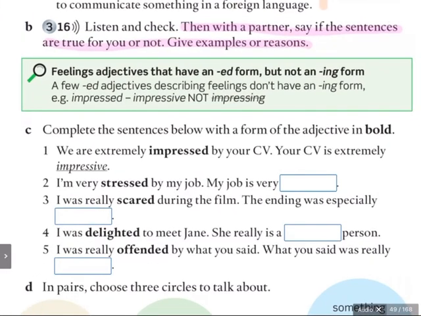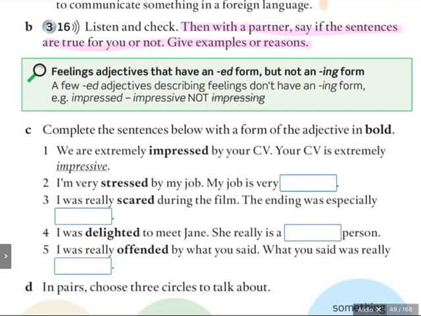Oh my goodness, this must be really important because we have two green boxes. Let's have a look. Can you see? It says feelings, adjectives that have an ed form but not an ing form. So I imagine we're very used to having bored, boring, interested, interesting, but there are some which exist in the ed form but do not have an equivalent ing form. So the ing form doesn't exist. They have a different form to express this.